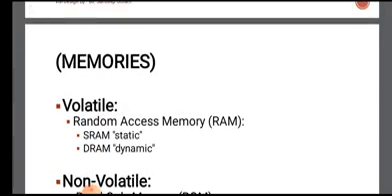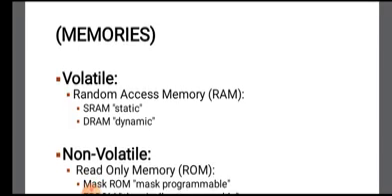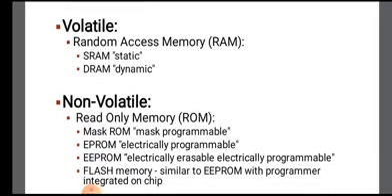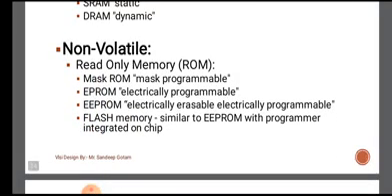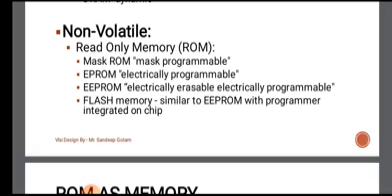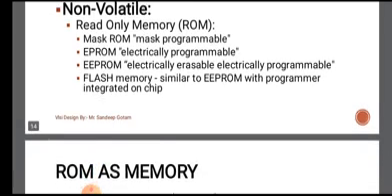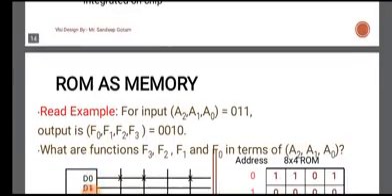In terms of volatility and non-volatility, how can we discuss memory? Volatile memory is random access memory: static RAM and dynamic RAM. Non-volatile means read-only memory, ROM: mask ROM means mask programmable, EPROM is electrically programmable, and EEPROM is electrically erasable programmable read-only memory. Flash memory is similar to EEPROM, with the programmability integrated on the chip.